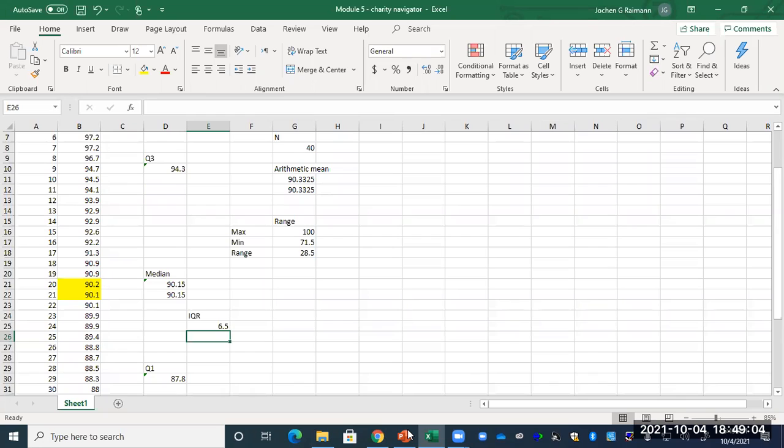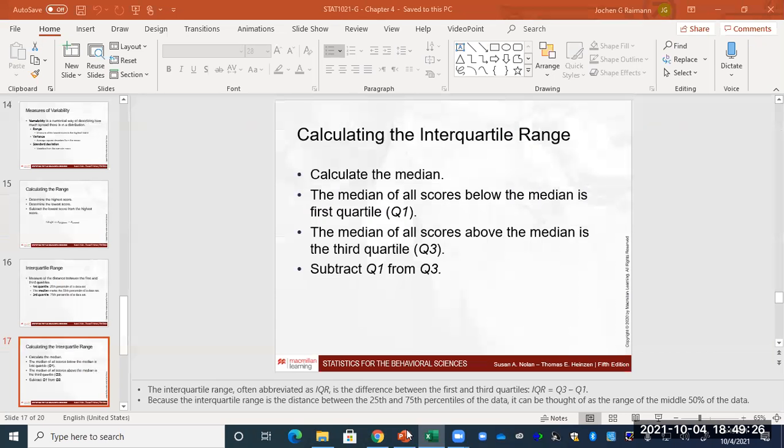The IQR specifically is mainly used with skewed data, where this is more important. For normally distributed data, which is very symmetric, you would rather use a standard deviation, which we're going to do in a second. What is the formula for the interquartile range? Yes, it's Q3 minus Q1. So we're subtracting Q1 from Q3. It is here on slide 17.